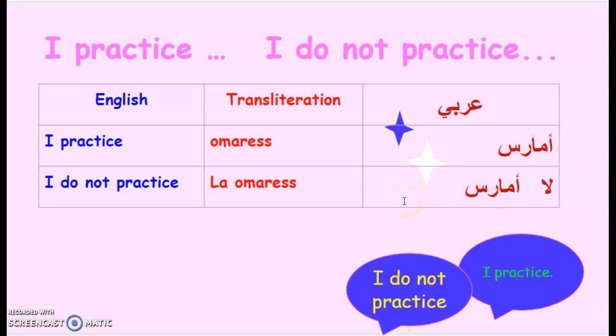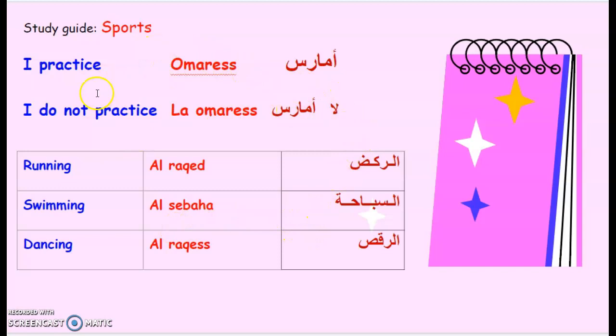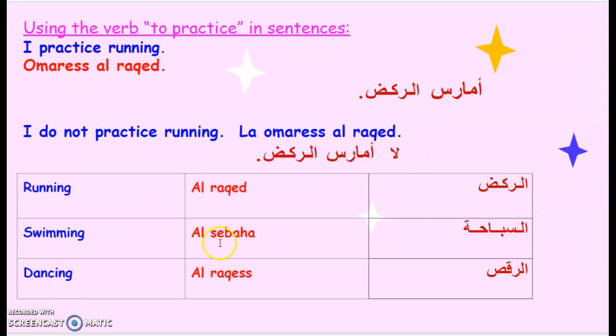All right, boys and girls. Here you have the three sports that we learned and the verbs that you will be using with these three sports. أمارس الركض. أمارس السباحة. أمارس الرقص. لا أمارس الركض. لا أمارس السباحة. لا أمارس الرقص. And here we have the slide of how to use the verb to practice in sentences. أمارس الركض. لا أمارس الركض.